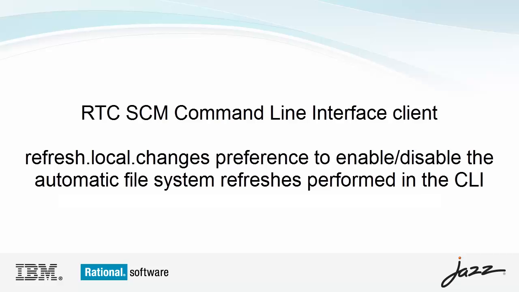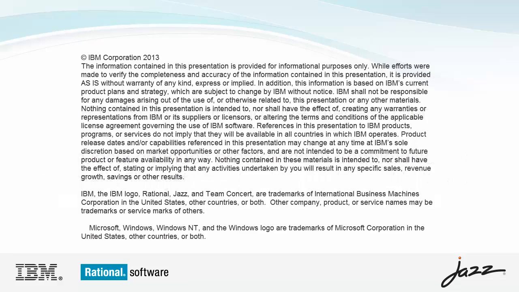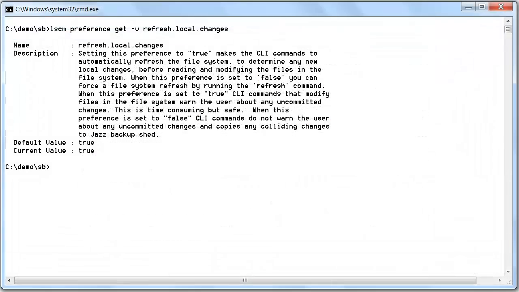In this video, I'm going to demonstrate the usage of refresh local changes preference. This preference determines whether the CLI commands should automatically refresh the file system or not. The significance of automatically refreshing the file system is for the commands to identify any new local changes since the last run. By default, the value of refresh local changes preference is set to true.